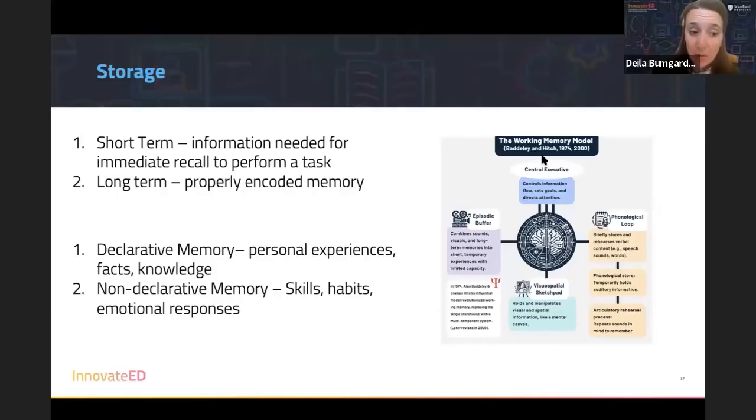Declarative memories are personal experiences, fact, and knowledge, and the way that the brain processes those memories. You want to be keeping that in mind when you're designing an activity. Non-declarative memory are how we store skills, habits, and emotional responses. Emotional response and behavior, attitude and behavior, are directly aligned. You will have a very difficult time trying to separate those out.